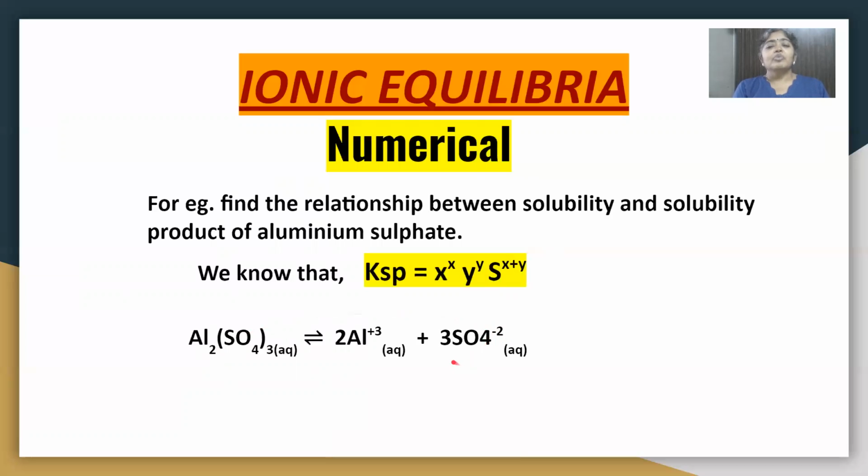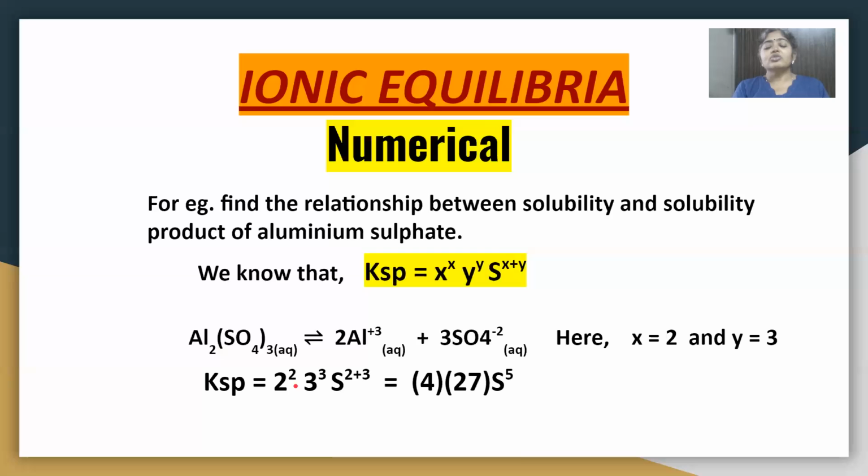Now let us find out what x and y are here from this equation. Looking at this equation, we can say that x is equal to 2 and y is equal to 3, which I have denoted here. Now substitute these values of x and y in the formula for KSP and S. So you get KSP is equal to 2 raised to 2, x raised to x, 3 raised to 3, y raised to y, and S raised to x plus y, that means 2 plus 3.